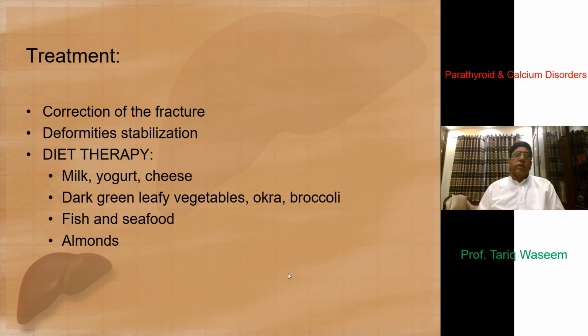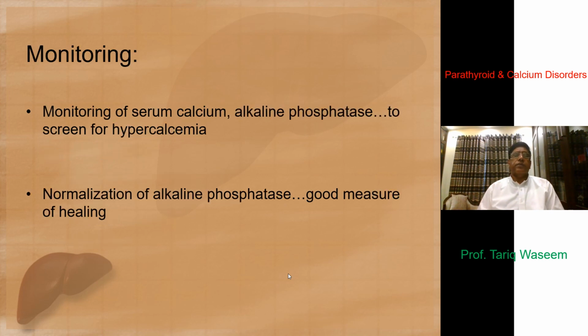Treatment may also need to address correction of recurrent fractures. We might have to stabilize their vertebra or spine with spinal supports or braces. They have to increase their calcium intake in the form of more milk, yogurt, and cheese. They should take more dark green leafy vegetables, and fish and seafood are also rich in calcium. So are almonds.